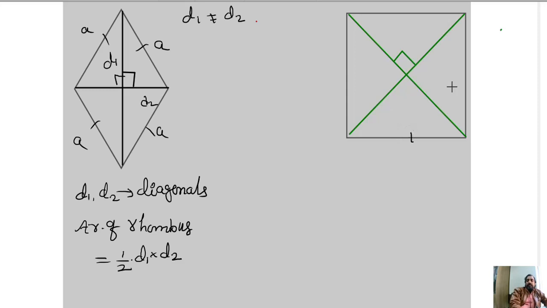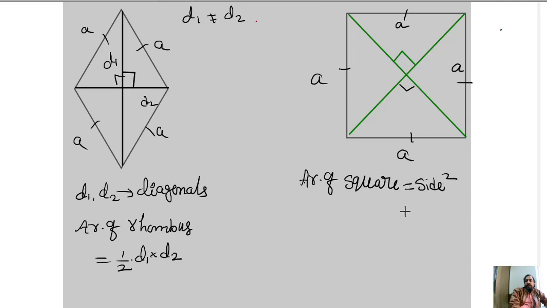Whereas it is a square. In a square also all the sides are equal, the side being A units. Diagonals bisect each other and diagonals are equal. So area of square is equal to side square, or A square, or S square, whatever you feel easy. Okay, any formula.